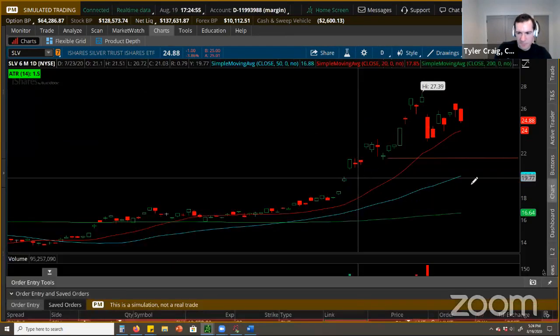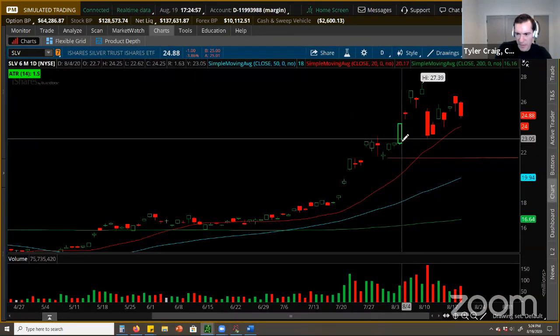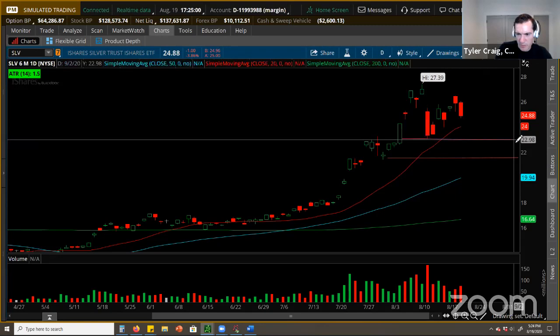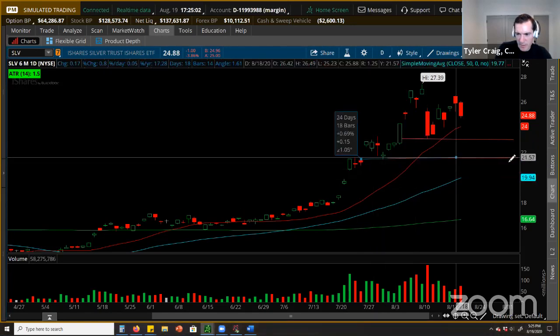Now, when I look at silver, there is a pivot low right here, $23. That's a support level. There's a little pivot around 21.50.